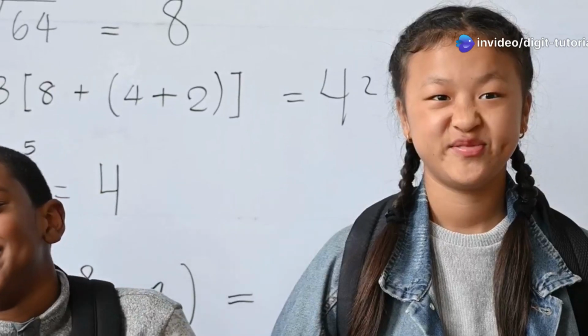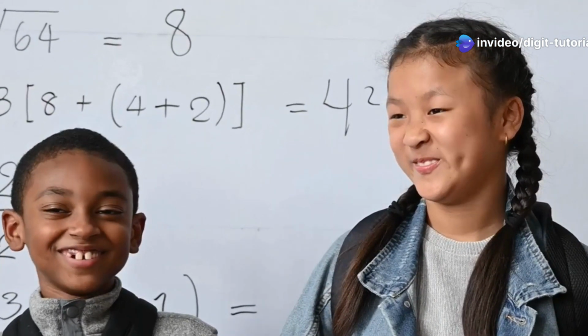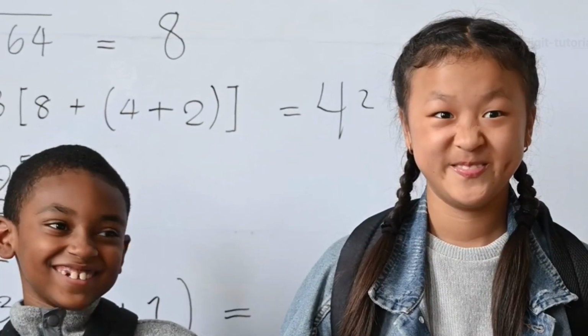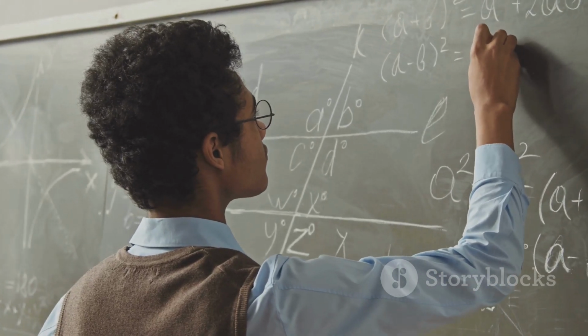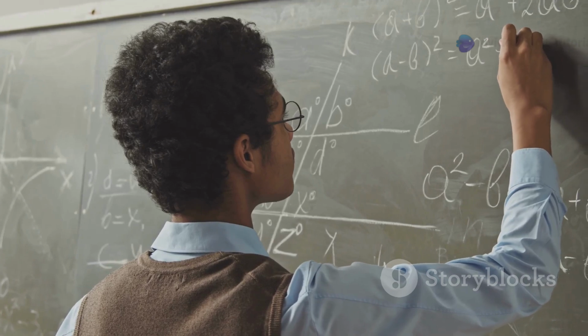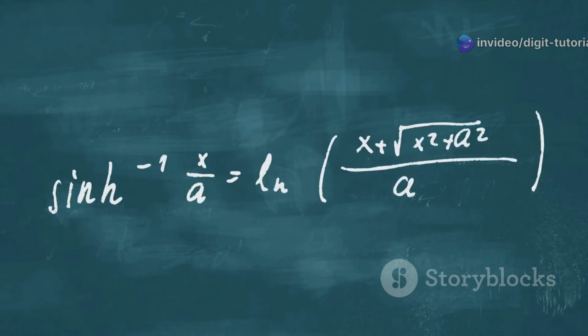Factoring the difference of two squares. The product of two binomials where one is a sum and the other the difference of the same two terms is called the difference of two squares. The difference of two squares in algebra refers to an expression of the form a squared minus b squared, where a and b are any two numbers or variables. It can be factored into (a plus b)(a minus b).